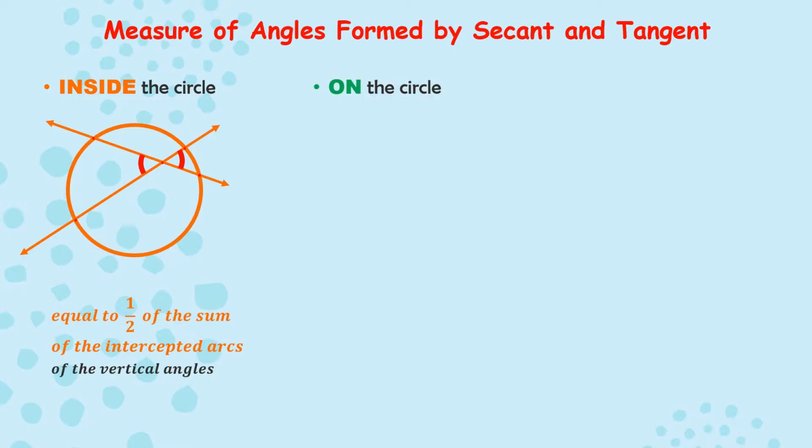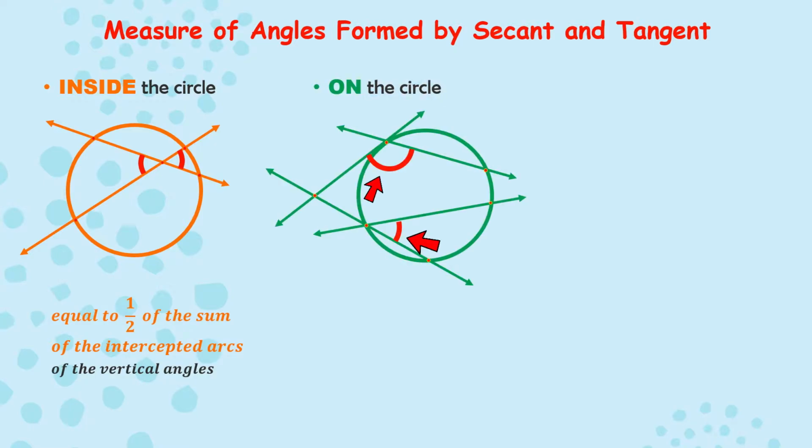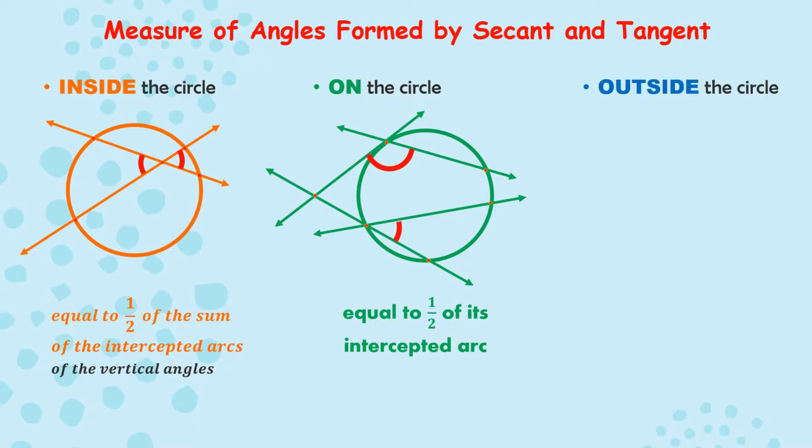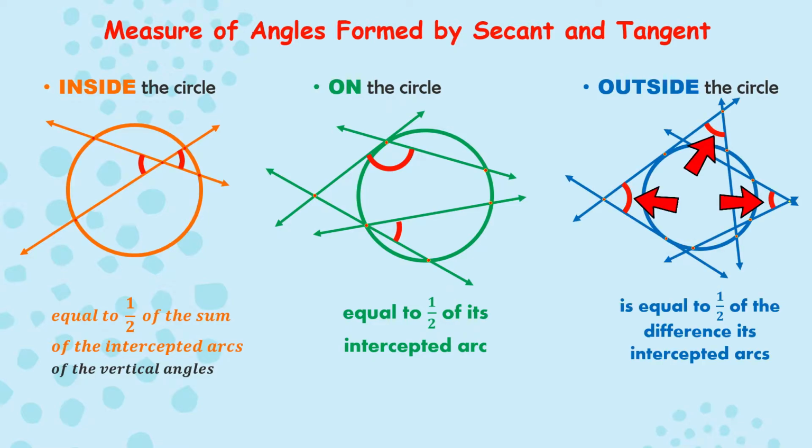Next is the angle formed on the circle, just like these examples of angles. If the angle is formed on the circle, then the measure of the angle is equal to 1/2 of its intercepted arc. The last one is the angle formed outside the circle. Its measure is equal to 1/2 of the difference of its intercepted arcs.